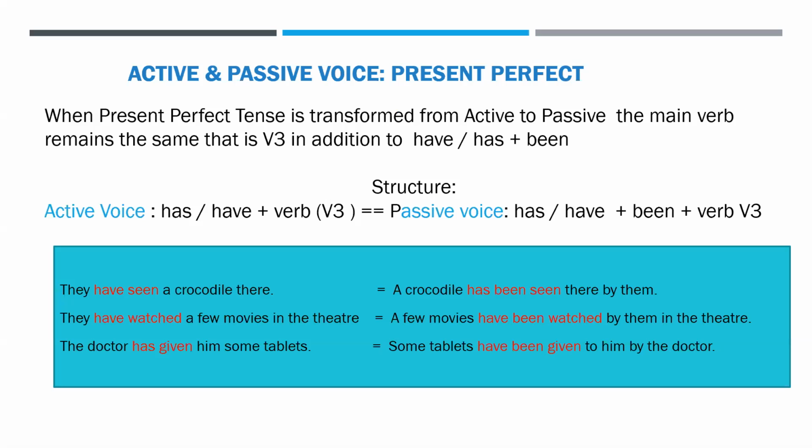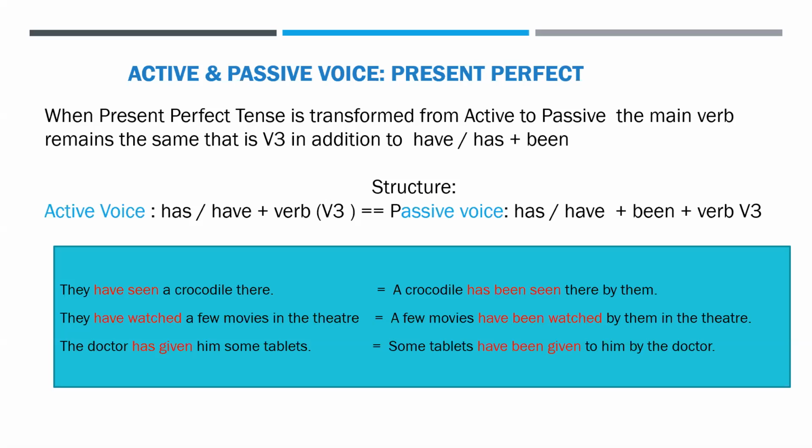So when you transform, it becomes a crocodile has been. What will you add here? B-E-E-N, has been seen. So before the V3 form, you will add been: has been seen there by them, the agent. The subject will become your agent. You'll add by. And then they becomes them, right?